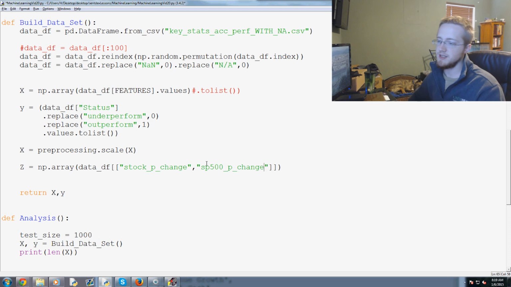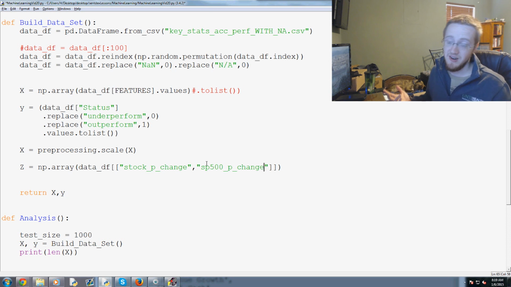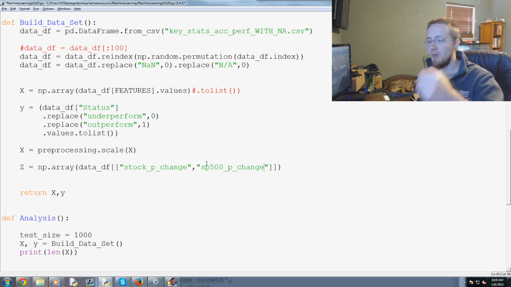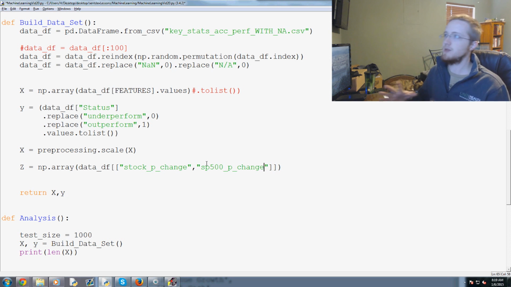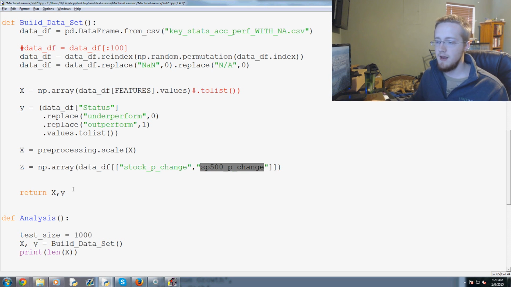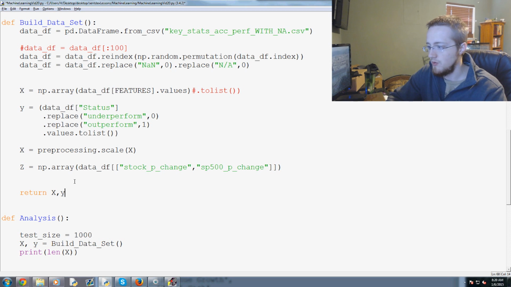We take these percentage changes because we don't really care what the prices were at all. We just care about percentage change, because we're basically going to say we invest 10,000 into the market or we invest 10,000 into the stock. What's the percentage change? How did we do? Those are the only two values that we actually care for. So we're going to take that, and at the end of this, we return also a z variable. So we're returning an x, a y, and a z.